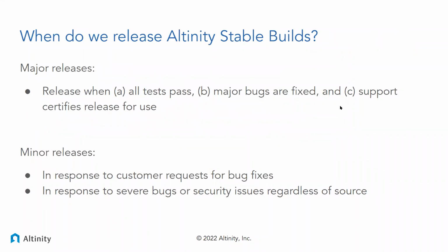Just a little bit about when we release the Altinity Stable Builds. The major releases are when all tests pass, bugs are fixed, and the support team says, yes, it's ready to go. We do minor releases at intervals. They're really not that often. We're mostly concerned if there's a severe bug that's reported by a customer, and of course, security issues will trigger a new build. But our goal is not to respond to everything that lands in branches.